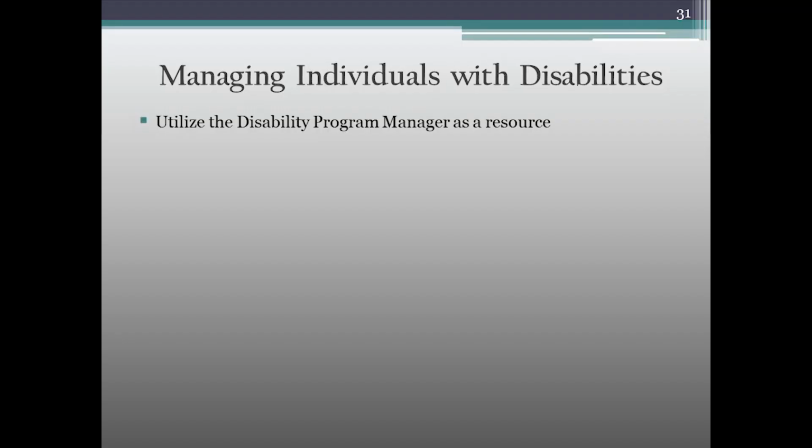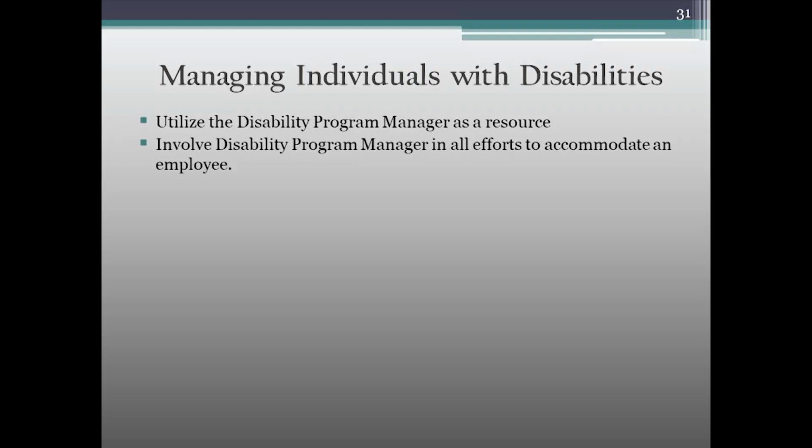And finally, let's talk a little bit about managing individuals with disabilities. If you're a manager of an individual with a disability, it's important for you to know and understand your agency's reasonable accommodation procedures and utilize your disability program managers or your reasonable accommodation office as a resource. Those individuals are there to assist you through the interactive process.